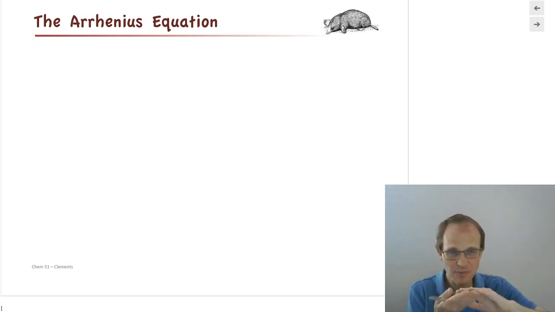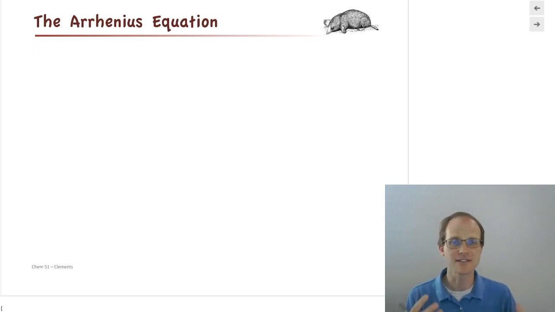If you have a very low barrier, your reaction is going to be very fast because you have a lot of molecules with enough energy to overcome that barrier. It turns out that a gentleman by the name of Arrhenius was able to come up with a relationship mathematically that related those two things directly.